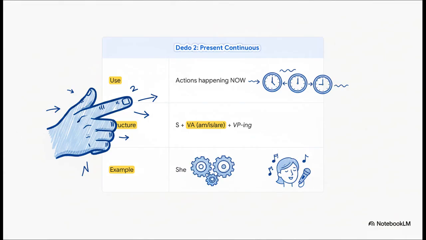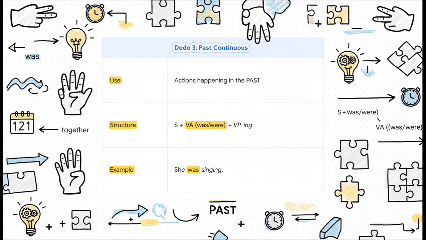All right, let's look at finger number 2, the present continuous, for something happening right now. The structure is our trusty subject plus VA plus VP. In the sentence, "she is singing," our auxiliary verb is "is," which tells us it's present tense, and the principal verb gets that -ing form to show the action is ongoing. See? So simple. Okay, now watch this.